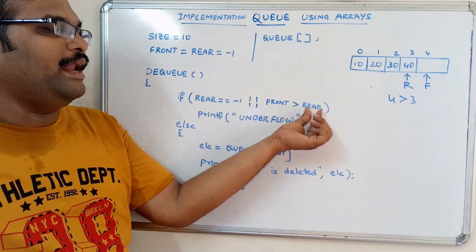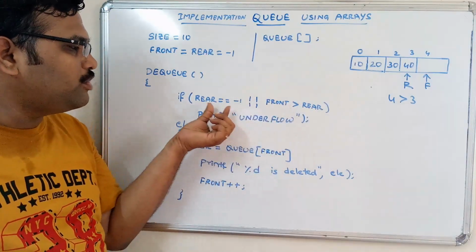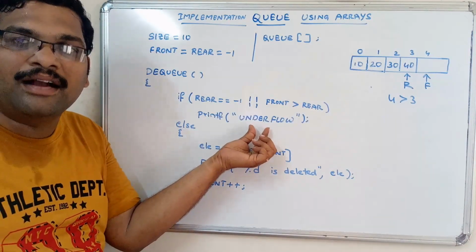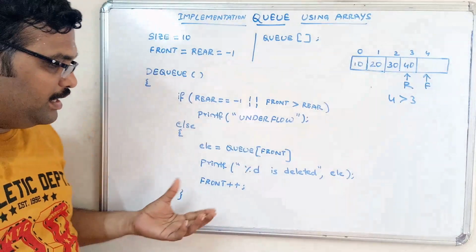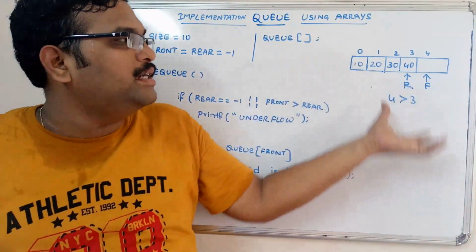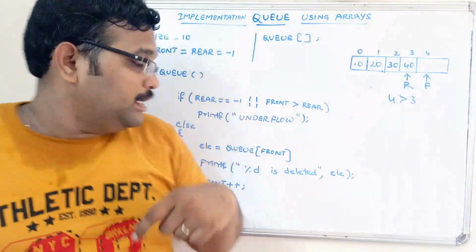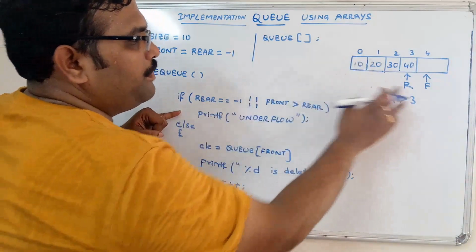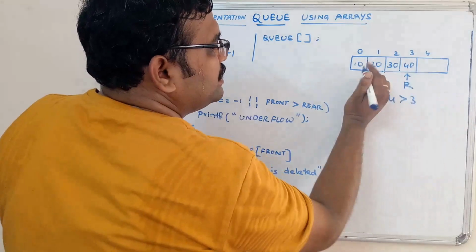So that's why we can check this condition also. Front greater than rear. So if any one condition is true, automatically that indicates this is underflow. That means the queue is empty. So this is how we can delete elements from the queue. See, rear is equal to -1, false. So initially, let us see here itself.